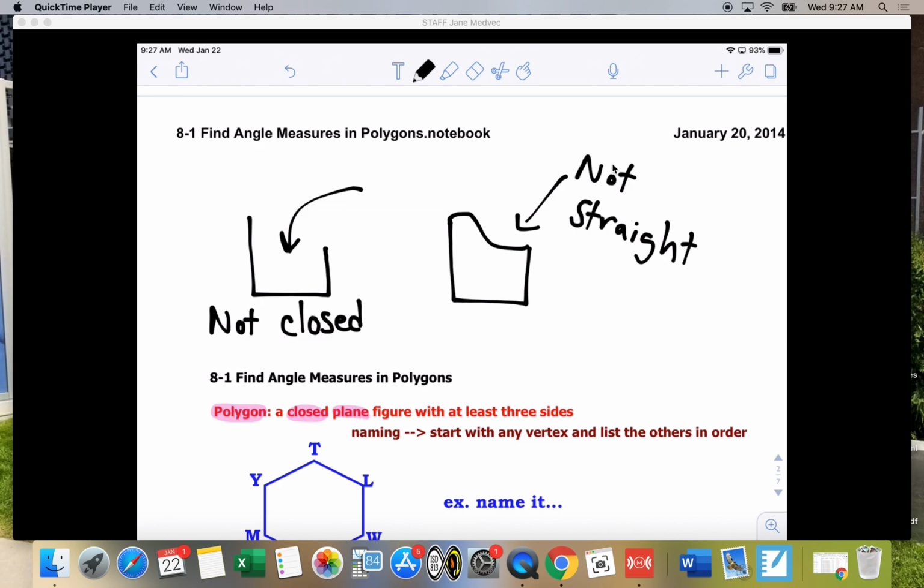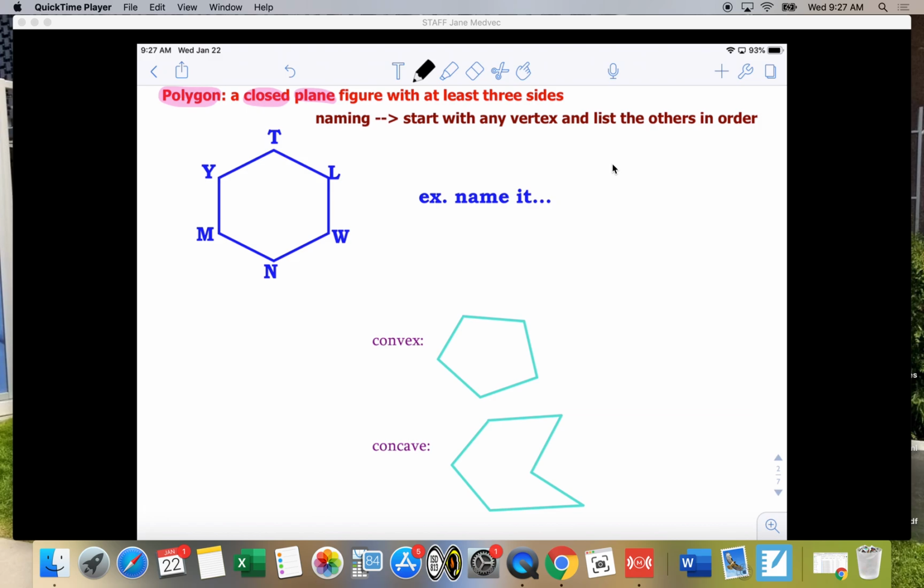Okay. So, naming it. You can start at any vertex. I'm going to start at N. And I can go clockwise or I can go counterclockwise. And you need to name all the vertices because that also tells you how many vertices are in the figure. It also tells you how many sides are in the figure. So an example would be, I'm going to pick N and I'm going to go clockwise. So N, M, Y, T, L, and W. They are all capital letters. There are 6 of them. That means it has 6 vertices and 6 sides.